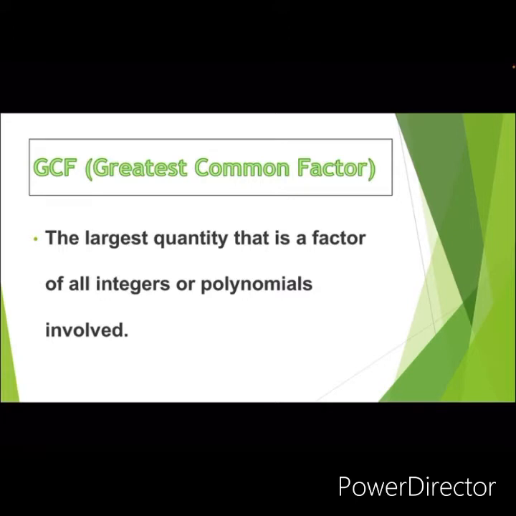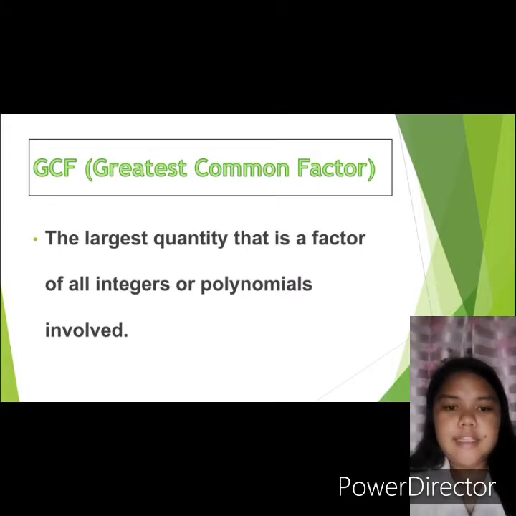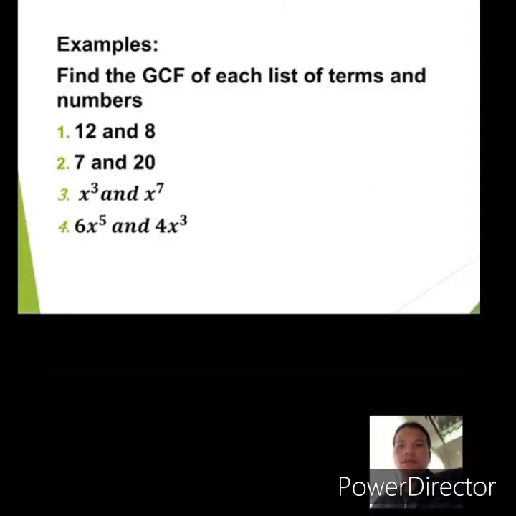May I request Miss Kausing, can you please read? So when we say GCF, the greatest common factor, it is the largest quantity that is a factor of all integers or polynomials involved. Okay, thank you so much, class. We already defined what is a factor, what is factoring, and what is the greatest common factor. And here we are now. We have examples of the greatest common factor and how to find the greatest common factor of each list of terms and numbers. We have 4 examples. The first 2 examples are referring to numbers, and the other 2 examples are referring to polynomials.